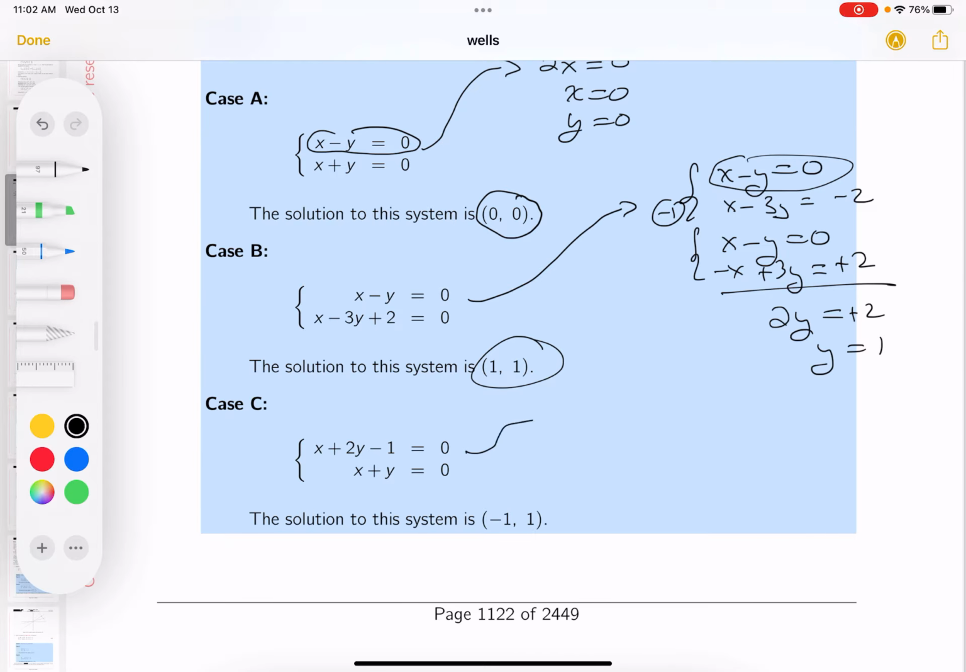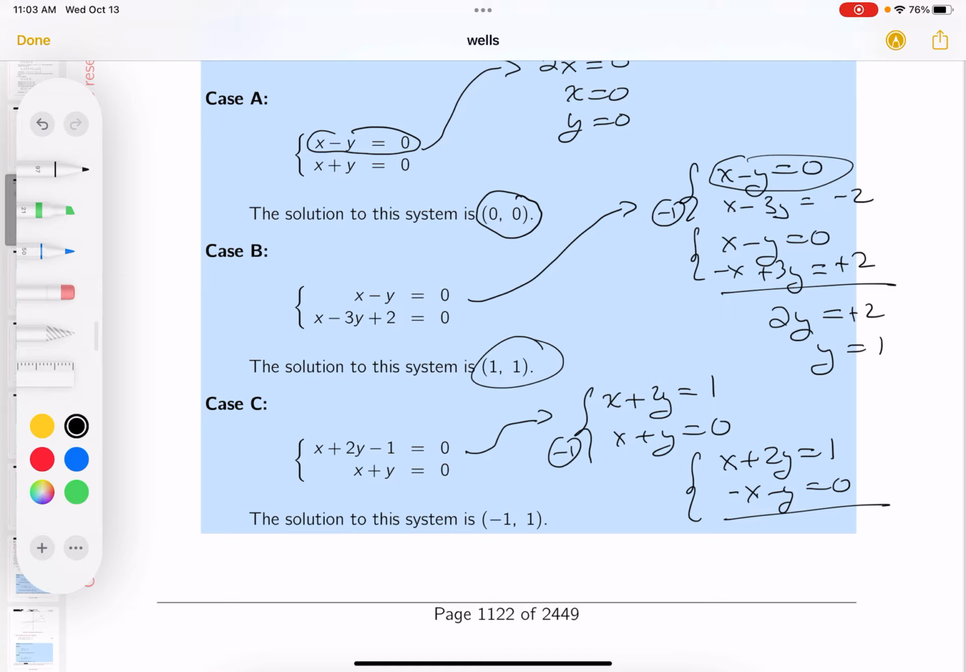Let's look at this one over here. I'm going to write it down a little differently. I like to write them in a proper order, which is x and y equals a number, and this will be x plus y is equal to a number. The number happens to be 0, by the way. I'm going to multiply the second equation by minus 1. It's pretty simple to do. You get x plus 2y is equal to 1, and you get minus x minus y is equal to 0.